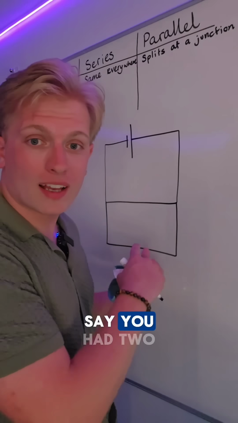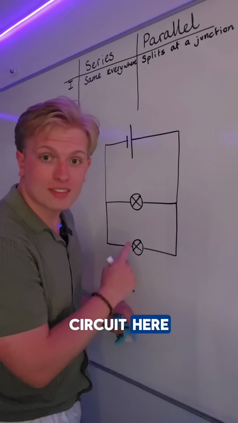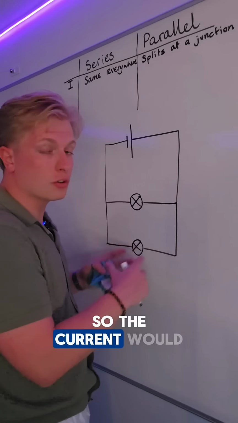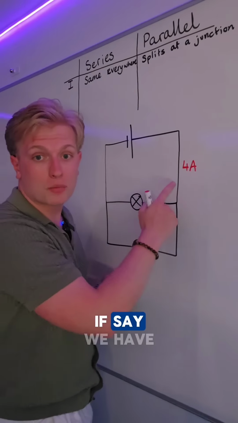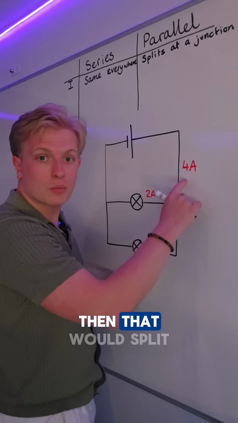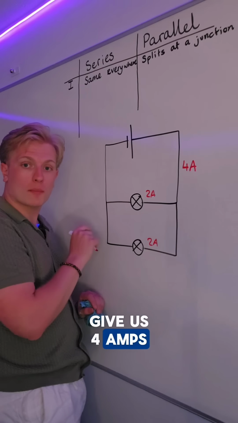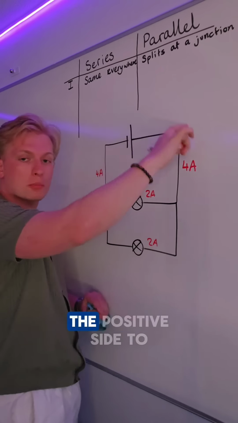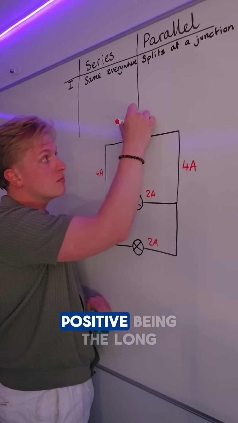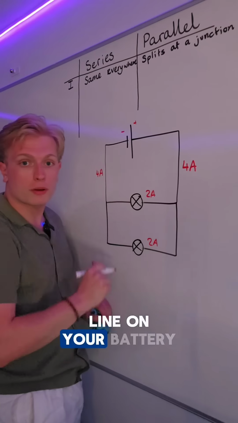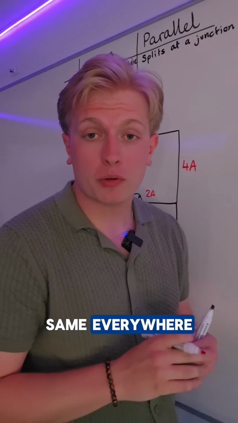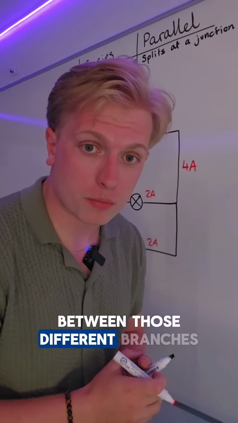However, let's keep it simple. Say you had two identical components on your circuit here. They'd have the same exact resistance, so the current would be split perfectly evenly. If, say, we had 4 amps here, then that would split into 2 amps and 2 amps, and then it would join up again to give us 4 amps here. Remembering that current always flows from the positive side to the negative side. Positive being the long line, negative being the short line on your battery or cell. So current in series, same everywhere. Current in parallel splits between those different branches.